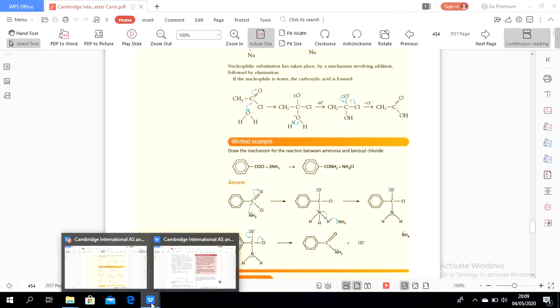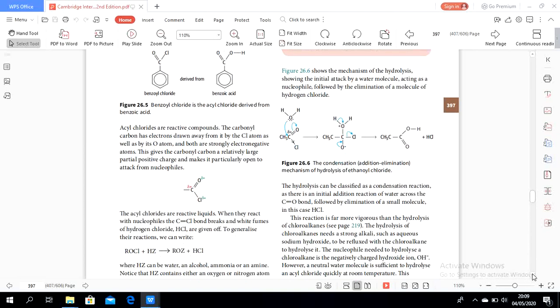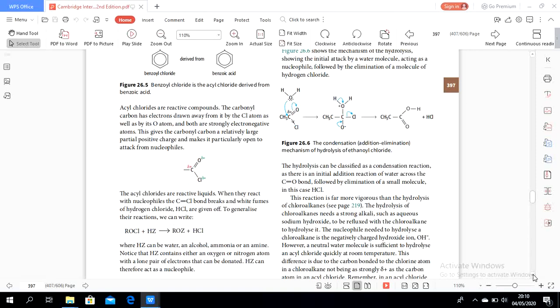Let's see reactions of acyl chloride from the other textbook. Acyl chloride, structure of benzoic acid. This one, acyl chloride, is derived from benzoic acid. Acyl chlorides are reactive compounds because of the electron-withdrawing groups. This carbon becomes positive, and the electron-withdrawing group makes it undergo nucleophilic substitution. The same mechanism as the other textbook. This is called the hydrolysis reaction.